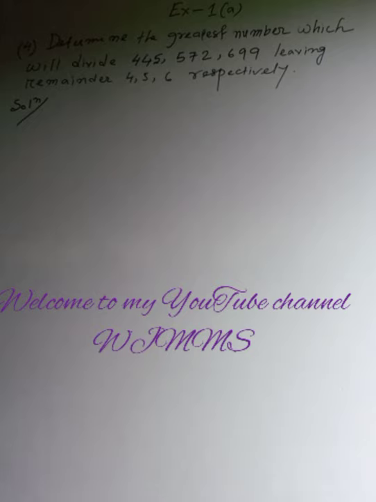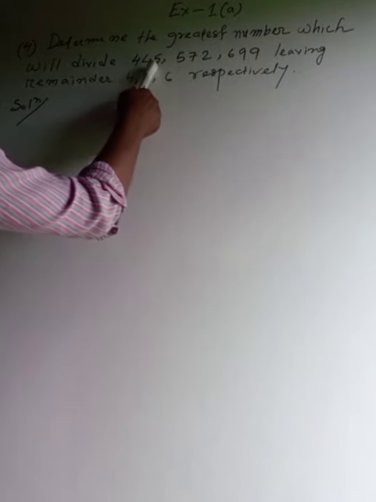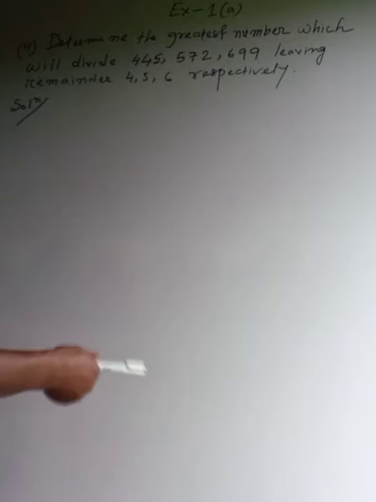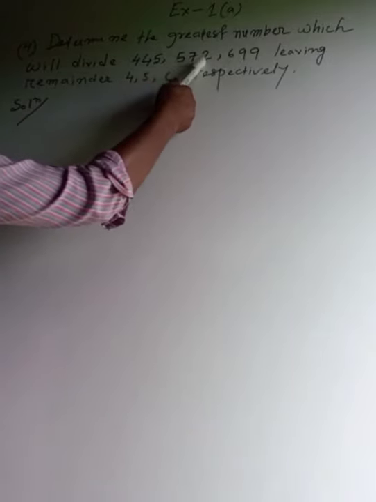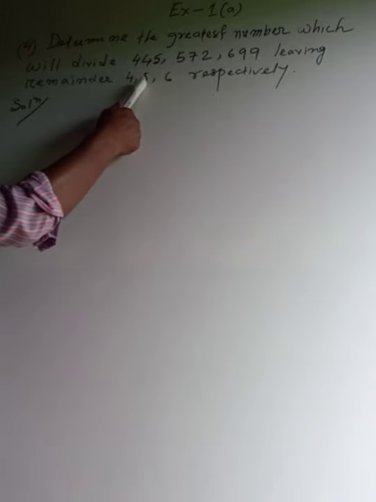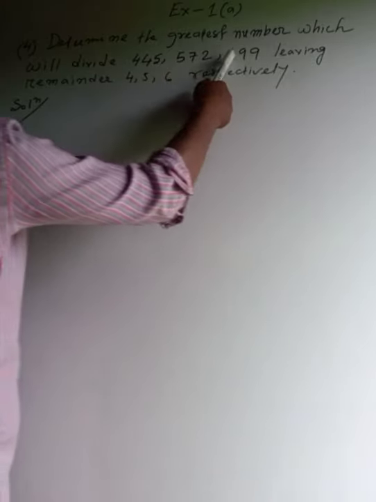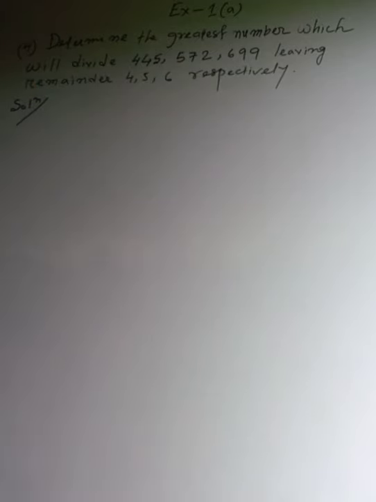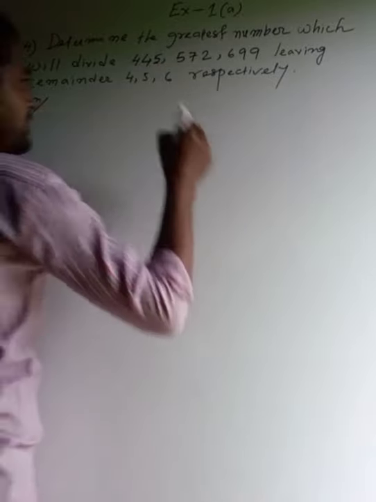It means we have to find a number. By that number, if you divide 445, you will get the remainder 4. Similarly, if you divide 572, you will get the remainder 5. If you divide 699, you will get the remainder 6. It means we have to find the common divisor, the common factor.